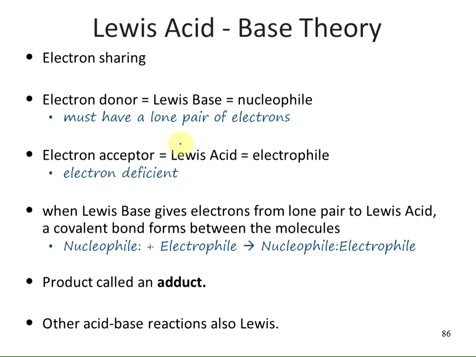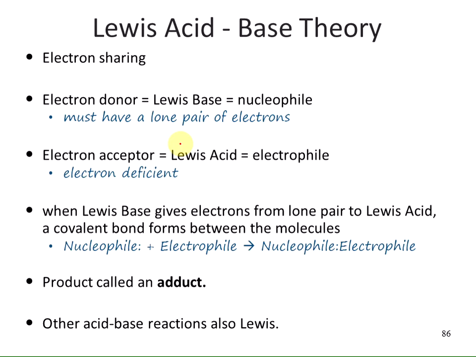So Lewis acid-base theory is a way of electron sharing. A Lewis base is an electron donor. It is a nucleophile. It loves the nucleus. So it must have a lone pair of electrons. And a Lewis acid is an electron acceptor. It is an electrophile. It is an electron lover. It wants electrons because it's electron deficient.